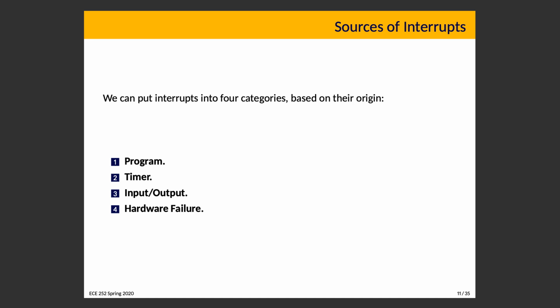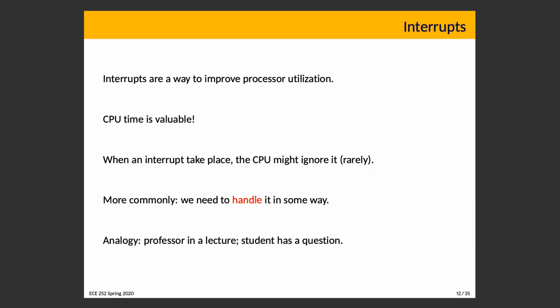So interrupts are intended to improve processor utilization. This is because CPU time is ultimately fairly valuable. The CPU will be under load quite frequently, and the more efficient use we can get out of it, the better we're doing. So we want to improve this utilization, being defined as the fraction of the time that the CPU is doing useful work.